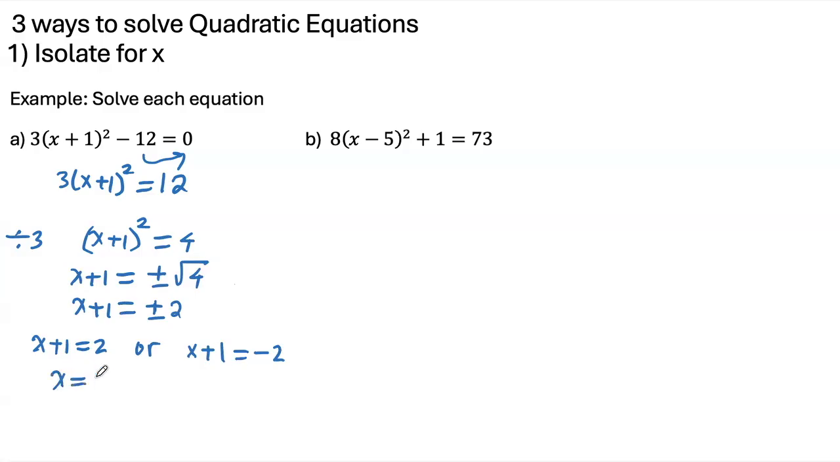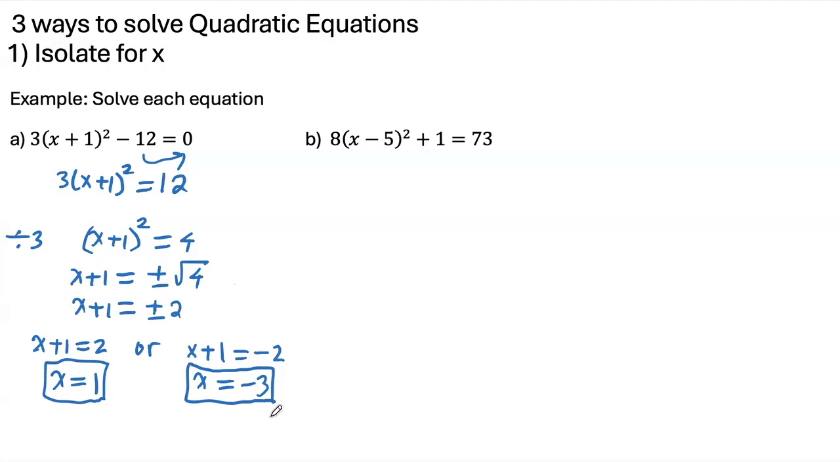Rearranging, 2 minus 1 is 1. And then here I move the plus 1 over, it becomes negative 1. Negative 2 minus 1 is negative 3. So these are the two solutions to this quadratic equation. Let's look at the next one.